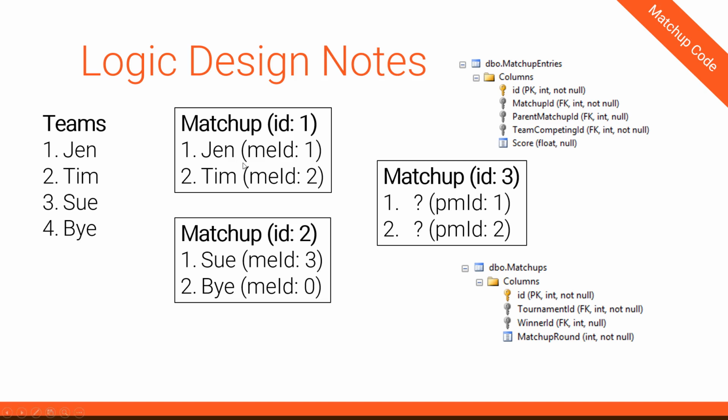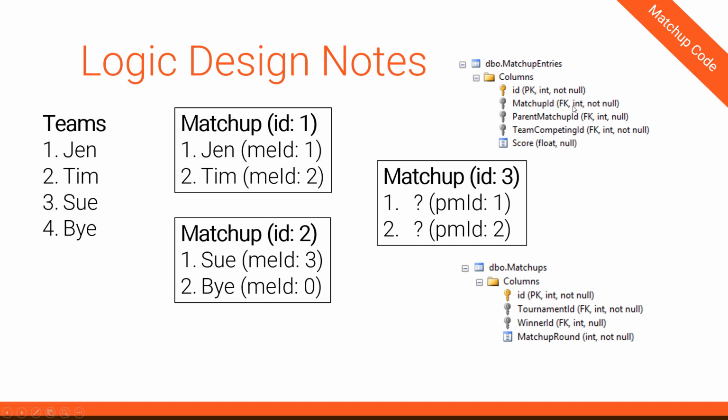So now, that's great for the first round because we know all the teams that will be competing in the matchup. But what about this second round of matchups? Well, really, we don't know. We can create a matchup ID for it, say 3, and we can say winner ID is obviously, we don't know yet, but we know the tournament ID. We know which round it is, round 2.